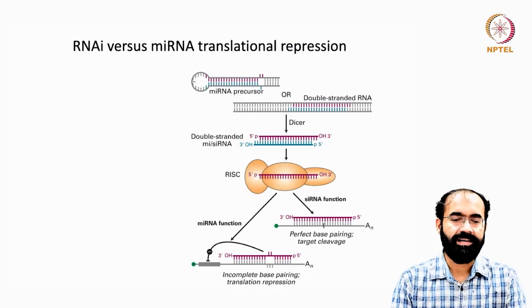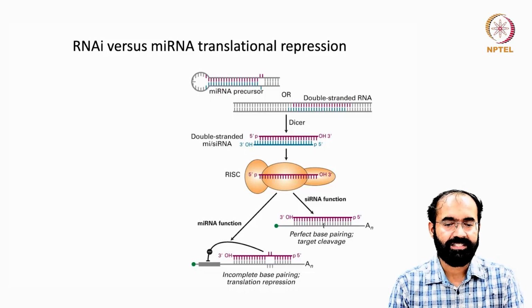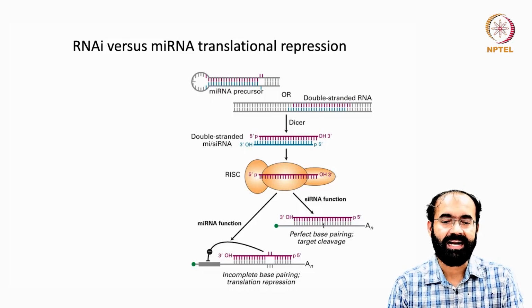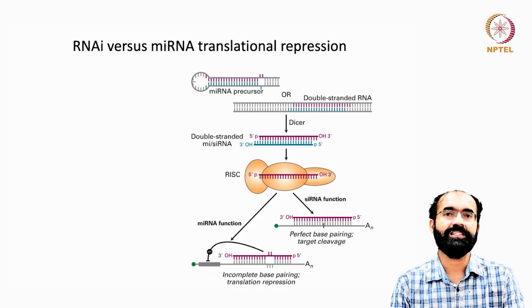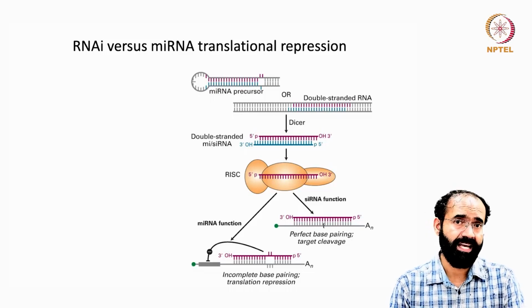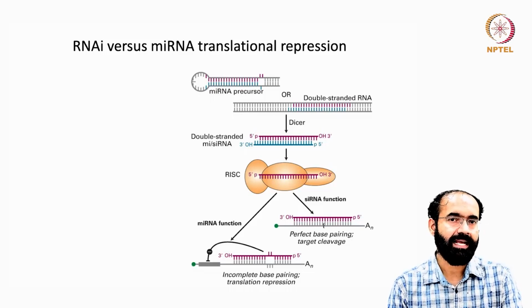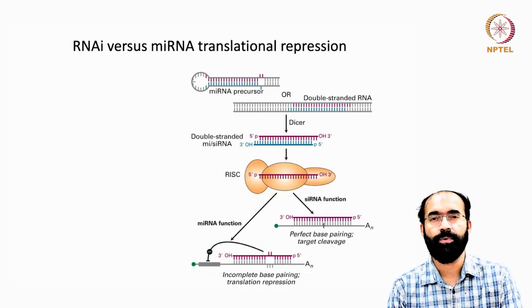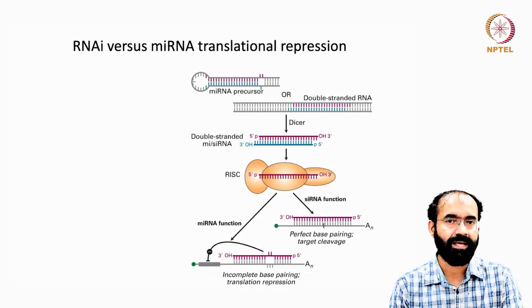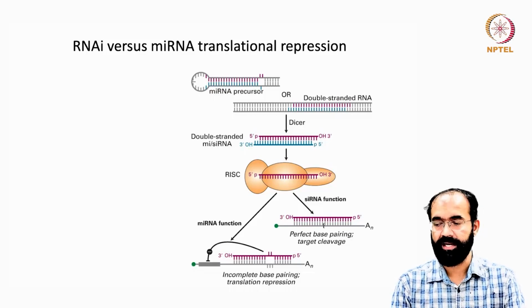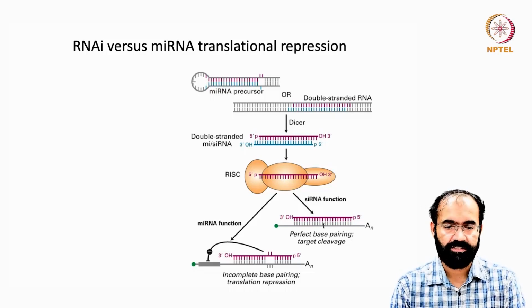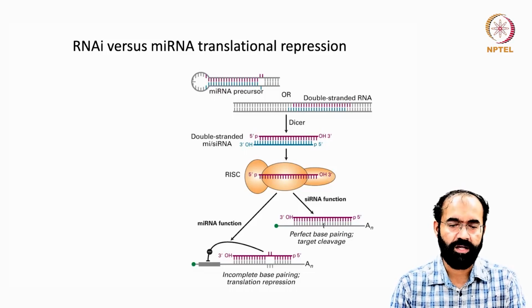So now let us understand RNAi versus miRNA translational repression. miRNA, we have seen it, Drosha and Dicer cause the production of miRNA. The main difference is the way of pairing the target. siRNA and miRNA work more or less the same, the outcome is the same, but the difference is in the nature of pairing, nature of target selection. So let us see how it works.